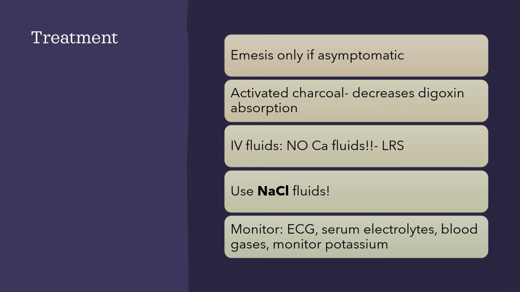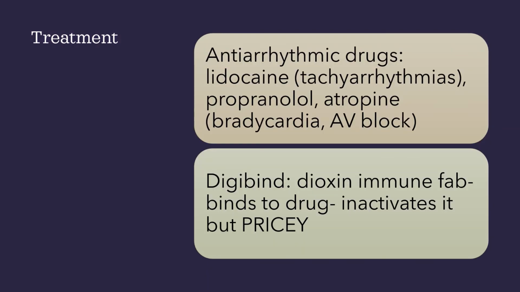And then you want to be monitoring these patients using an ECG. You want to monitor their serum electrolytes, their blood gases, and their potassium levels. You want to give specific antiarrhythmic drugs, including lidocaine, propranolol, or atropine.